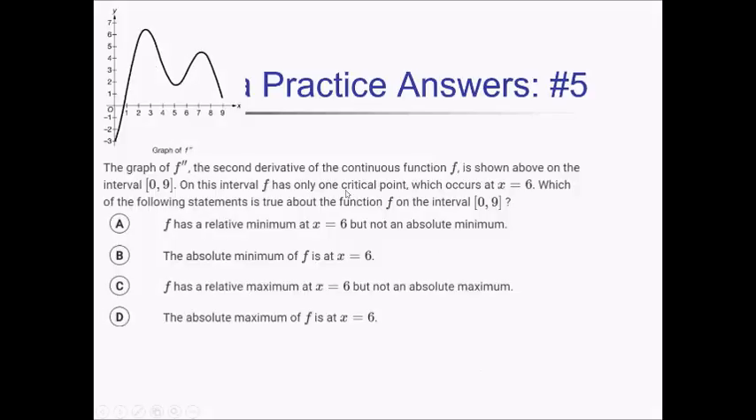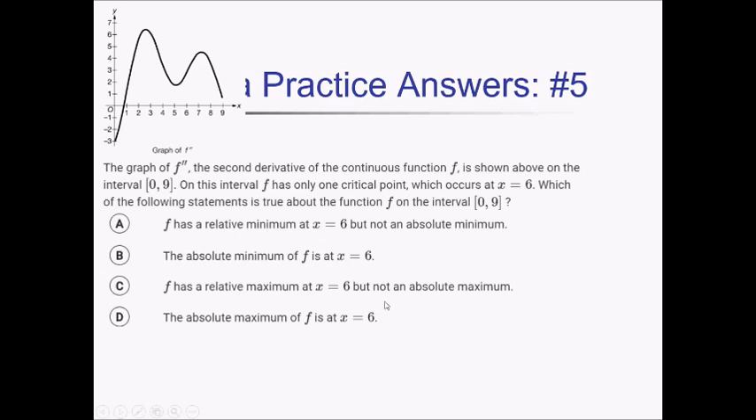On this problem, we're given the second derivative graph of a function that's continuous. And let's see here, we're told that this function has only one critical point on the interval from 0 to 9, and that happens at 6. Based on that, we want to know what's true about that function. So these answer choices are all about whether we have a relative min or max and whether we also have an absolute min or max.